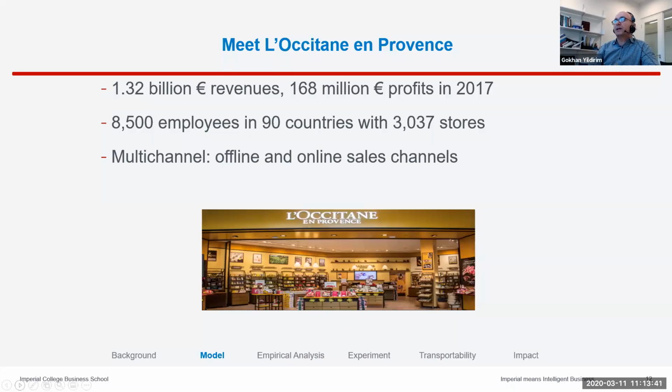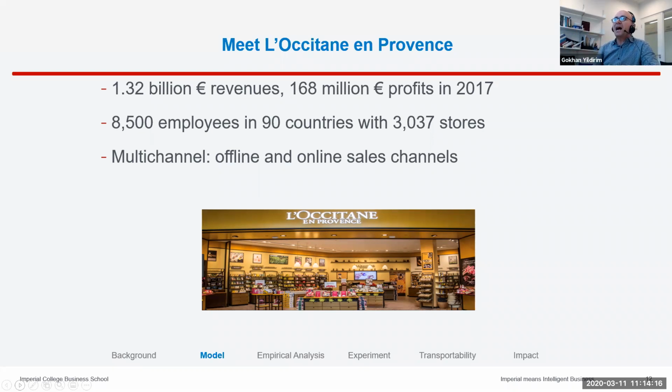Yeah. So I just want to introduce the company briefly to you. The company had 1.32 billion euros of revenues and 168 million euros of profits in 2017. And they have over 8,000 employees in 90 countries around the world. And they have more than 3,000 stores. And they were operating in offline and online channels. And they adopt multi-channel marketing to serve their customers, right?